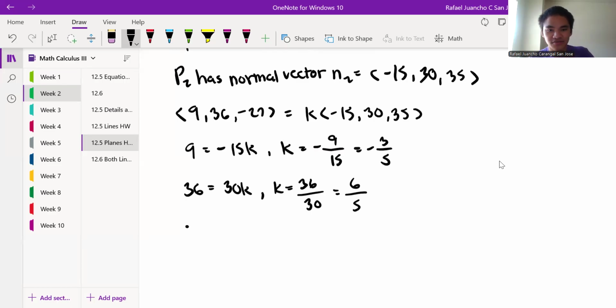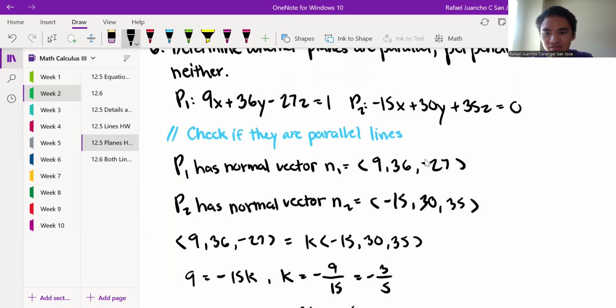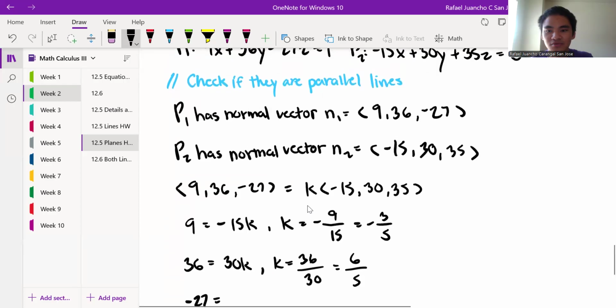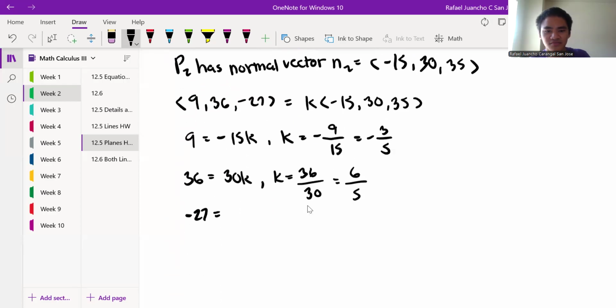I can even try the other one. It's negative 27. Hopefully I wrote it right, no? Negative 27, 36. Yeah, okay. So negative 27, 35. Okay, so we have negative 27 over 35. Immediately, actually, I kind of already knew because this was positive while the other ones were negative.